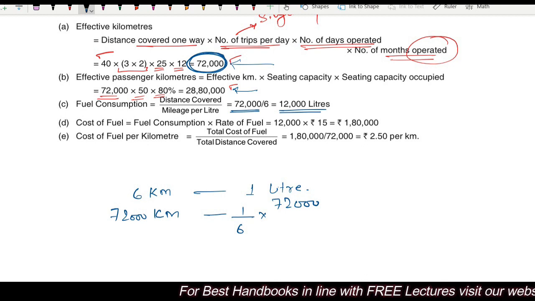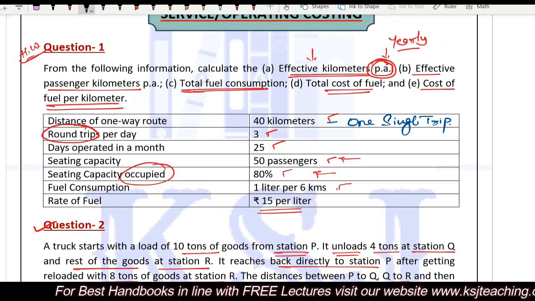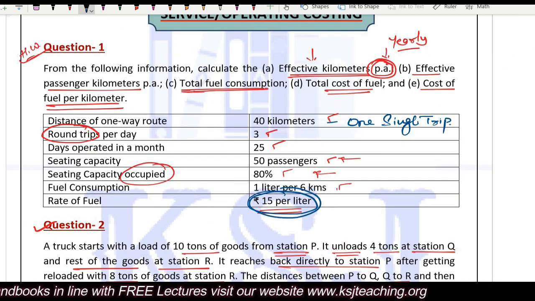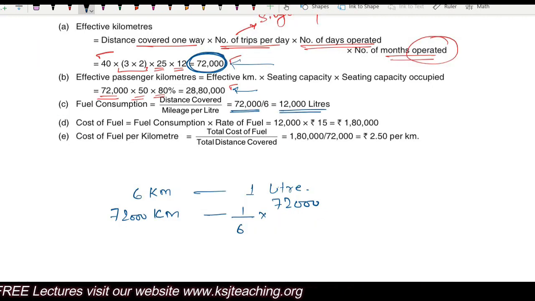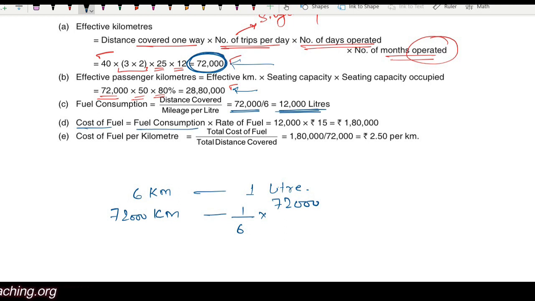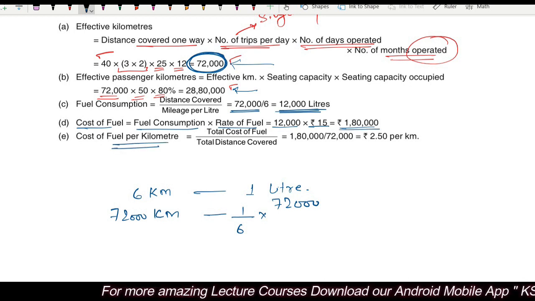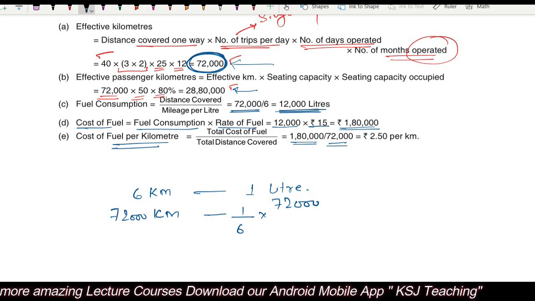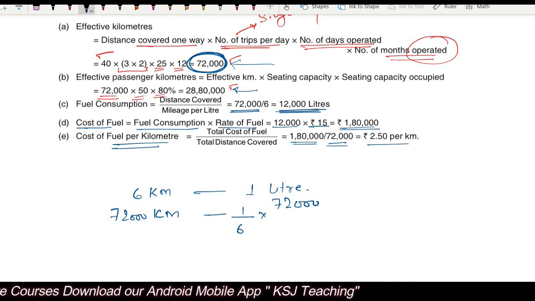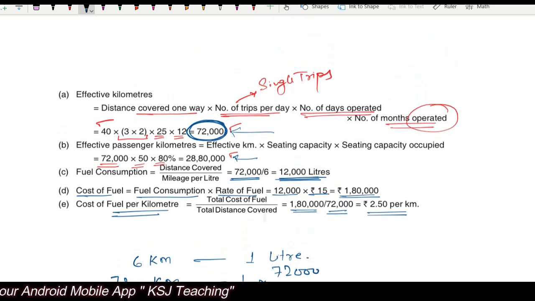Now, cost of fuel. The question says 15 rupees per liter. Now we have calculated the total liters, 12,000 liters. So cost of fuel will be fuel consumption multiplied by rate of fuel, 12,000 multiplied by 15, 1,80,000, and cost of fuel per kilometer, total cost 1,80,000 divided by kilometers covered, that is 72,000, 2.50 per kilometer. This is the cost, right?